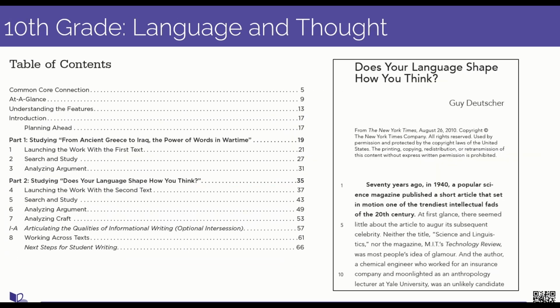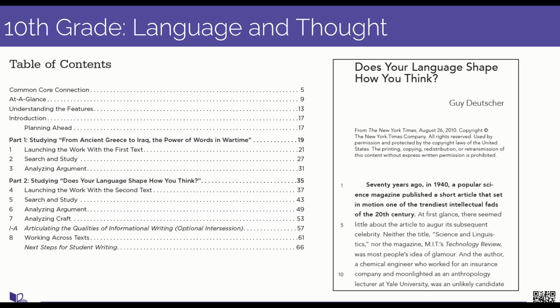At each of the other grade levels in 10th and 11th and 12th grade, you're going to find a very similar structure. The 10th grade unit is called Language and Thought, and the first of these two texts is a brief column about how people have used language to deliberately dehumanize others during wartime. The second text, by Guy Deutscher, examines more broadly the idea of whether and how language shapes our actual thought processes. For their final task, students use what they've learned to consider, why do we think the way that we do?